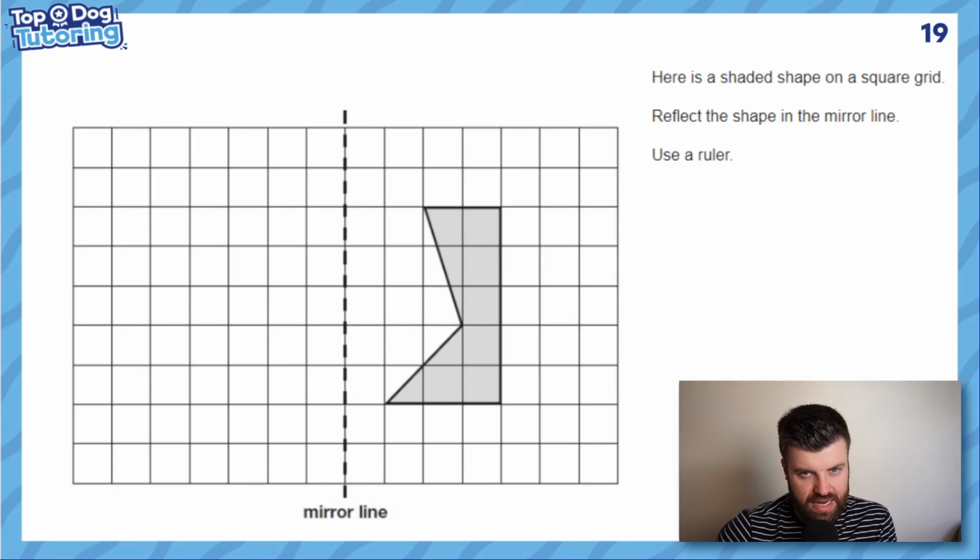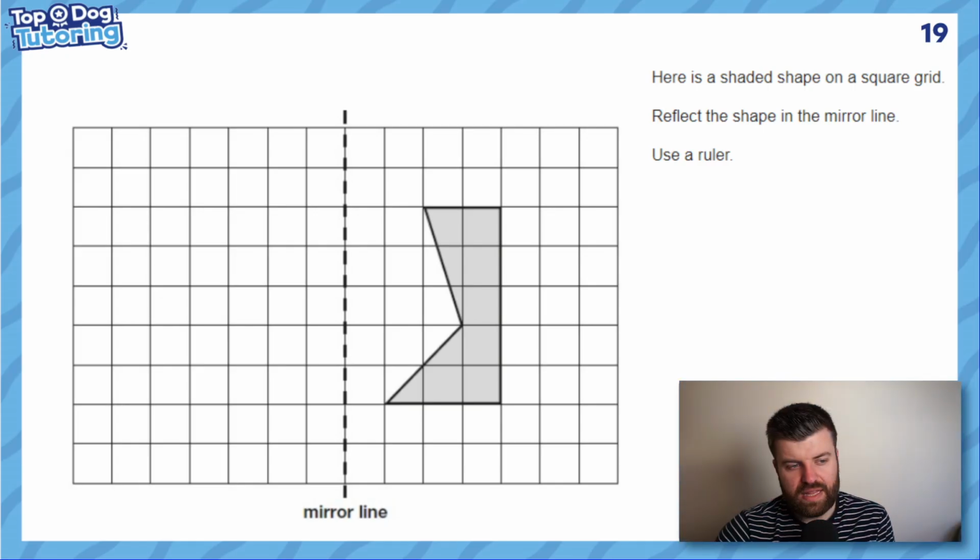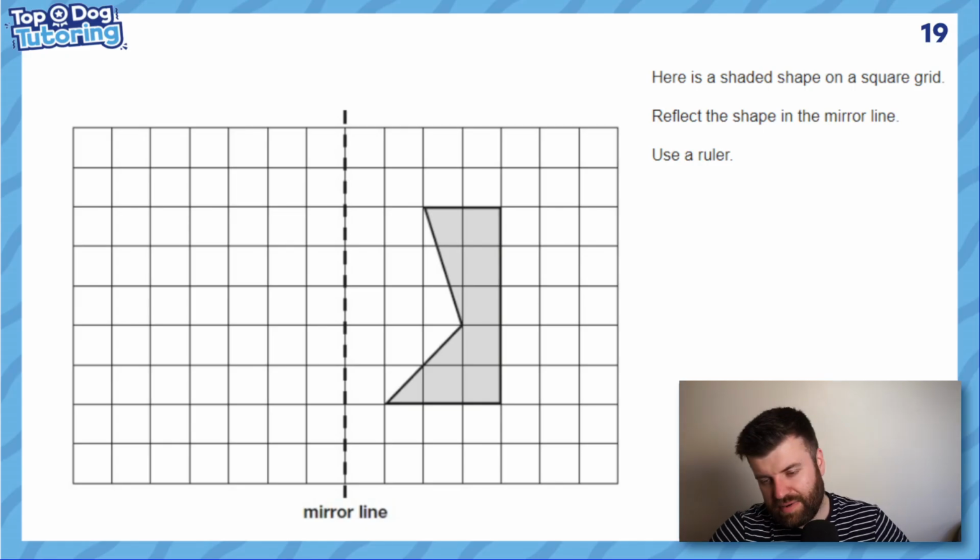Trickier, but use my technique. You'll get it right. Now, it's not a traditional shape that we'd see. It's not a triangle, okay? It's not a quadrilateral that we're used to seeing, a square or a rectangle or anything like that.